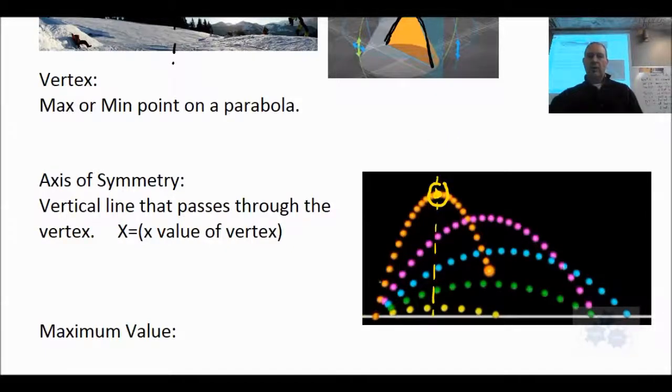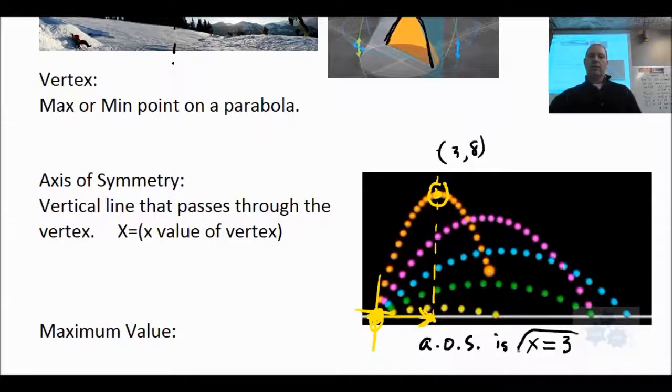Now, the equation of the axis of symmetry would be the vertical line that passes through the vertex. So let's say that this right here is 0, 0, the origin. So the x value of the vertex would be the axis of symmetry. Let's say this vertex point was 3, 8. Well, the axis of symmetry, sometimes I abbreviate it AOS, is x equals 3. Okay? That's the axis of symmetry. Questions there?